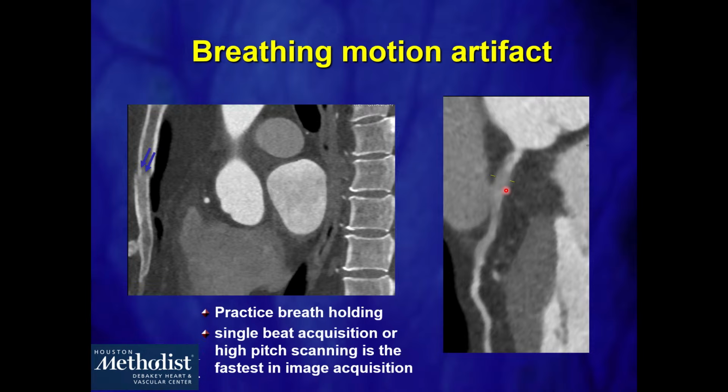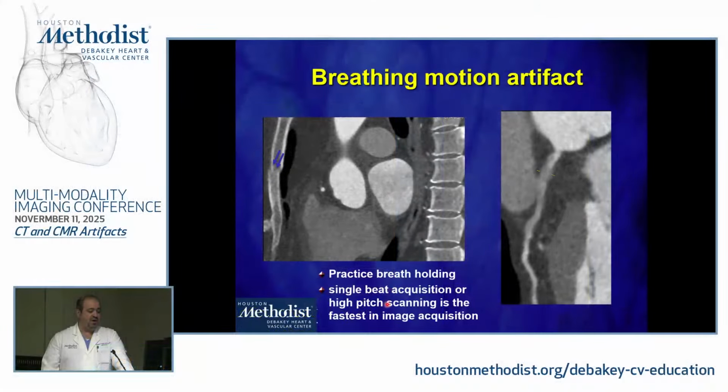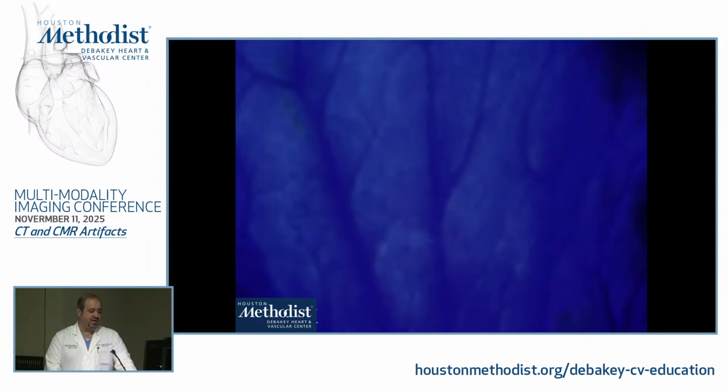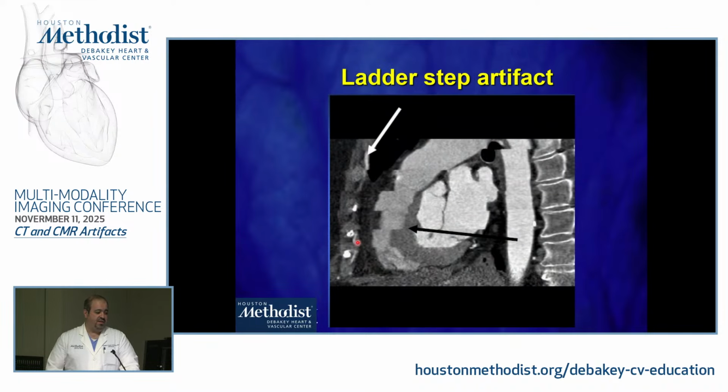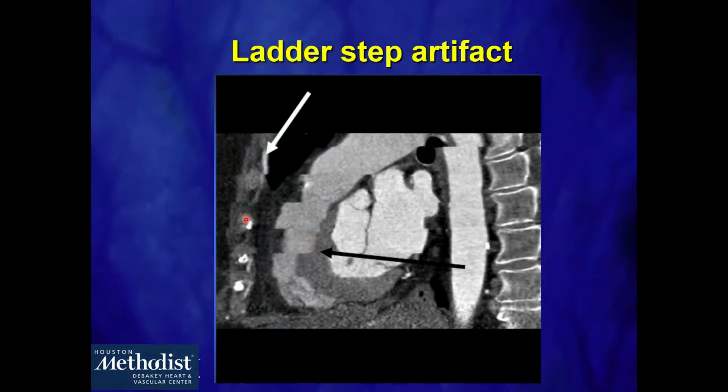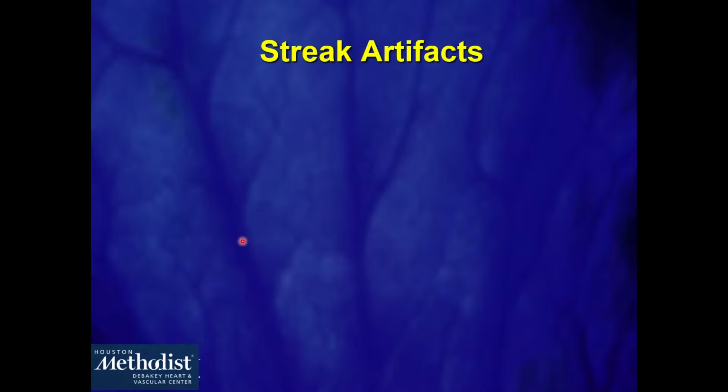Always practice breath hold. Typically we ask patients to hold their breath during inspiration. They don't have to do a deep inspiration. And more importantly, if I use a single beat acquisition or high pitch scanning, it only takes a fraction of a second to generate an image. But if I have to wait one cardiac cycle, another cardiac cycle, a third cardiac cycle, it's going to take at least 6 seconds to do the cardiac scan. These are also multiple step artifacts where you can see multiple lines or multiple breakage lines across the sternum, consistent with respiratory motion artifact.